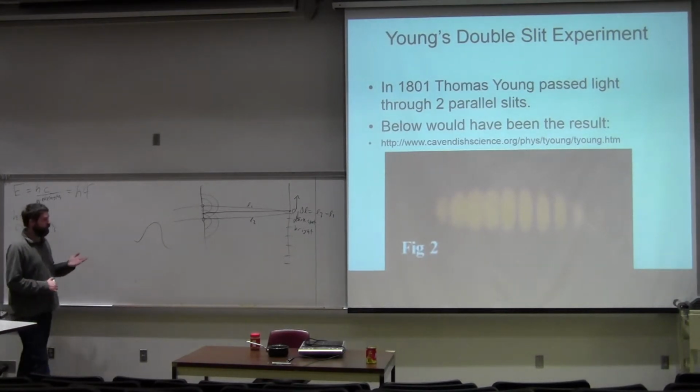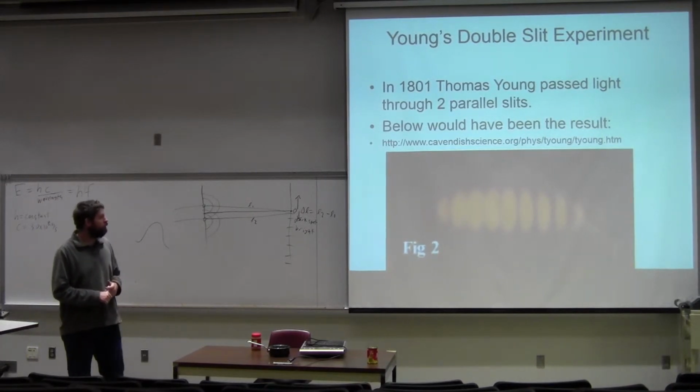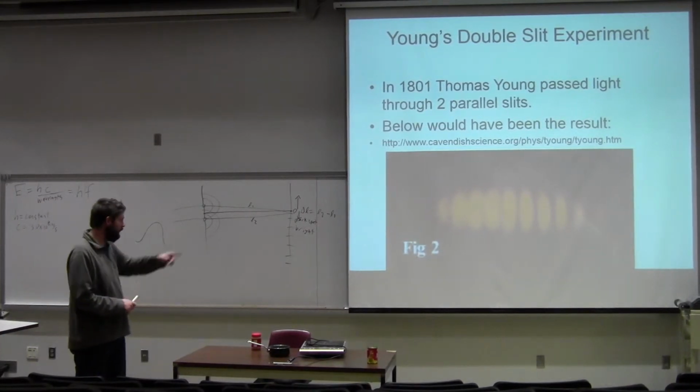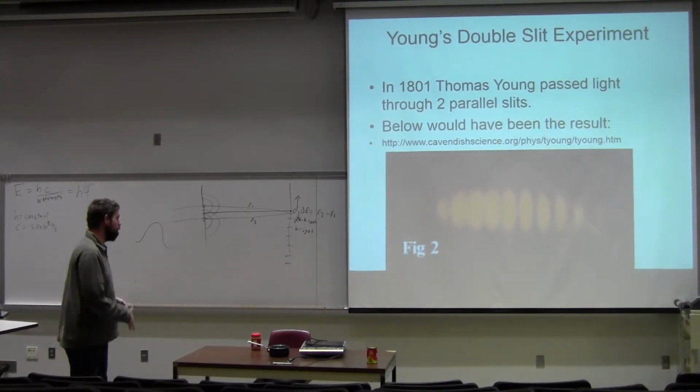So this was first discovered about 200 years ago by Thomas Young, who passed light through two parallel slits like this, and he saw this kind of pattern. This is called a diffraction pattern.